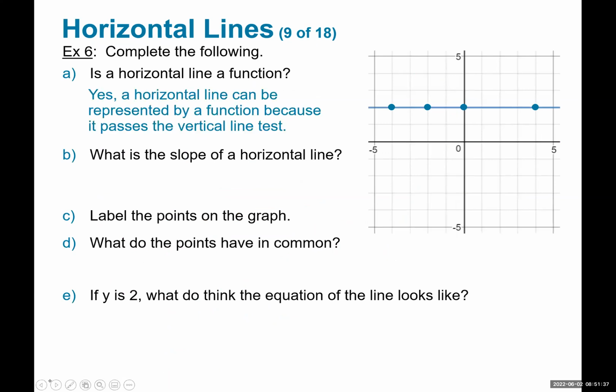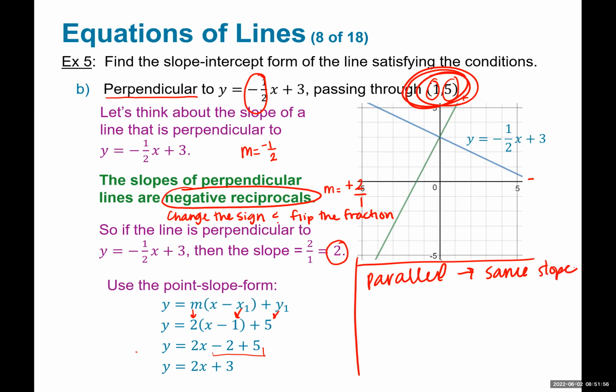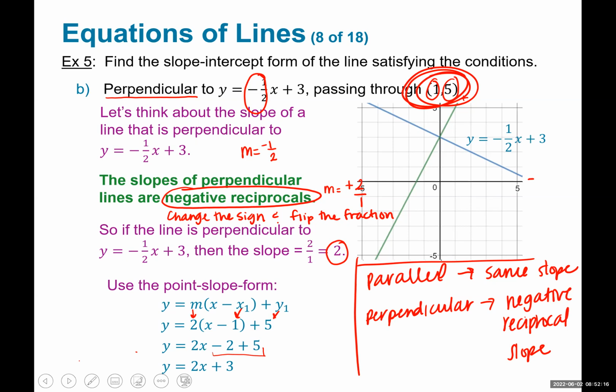Okay, let's recap that problem. Sorry, before we go on to this example 6. Recapping this problem, they're very similar to the parallel problem we just did. The difference is that parallel, you might want to write this down, means same slope. Perpendicular means negative reciprocal slope. So you have to change the sign and flip the fraction if you're dealing with perpendicular. But the rest of the steps are the exact same.